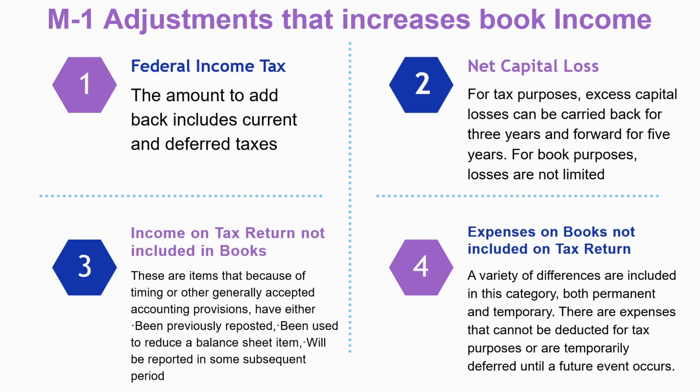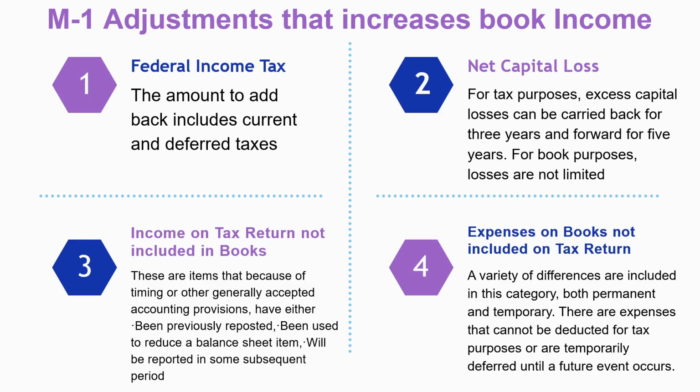The third element is income on tax return not included in books. These are the items that, because of timing or other generally accepted accounting provisions, have either been previously reported, been used to reduce a balance sheet item, or will be reported in some subsequent period. A perfect example is gain recognized in subsequent years on an installment sale, prepaid rental income, or tax gain in excess of book gain on sale or disposal of assets.